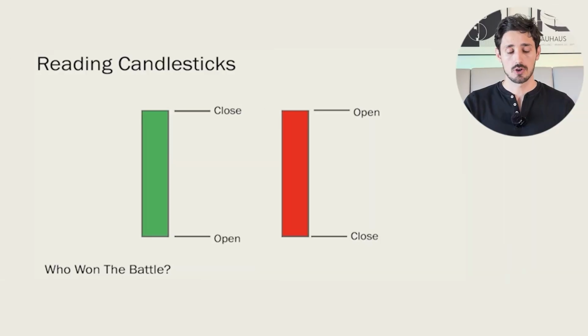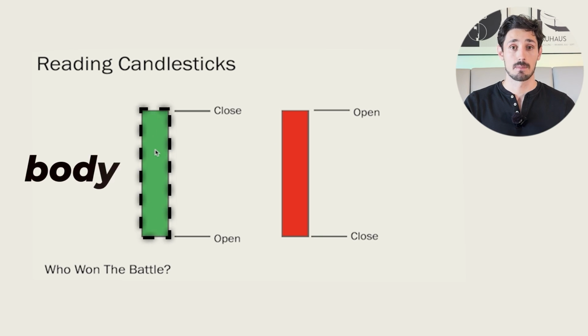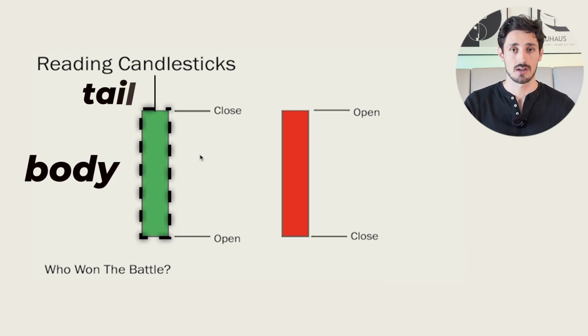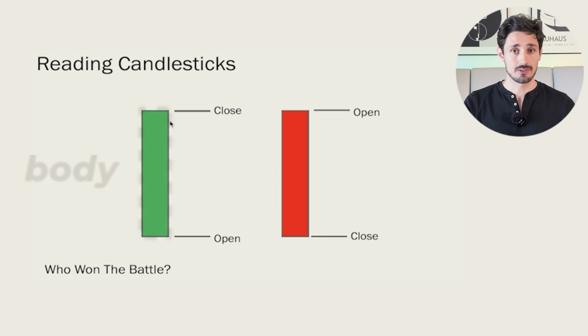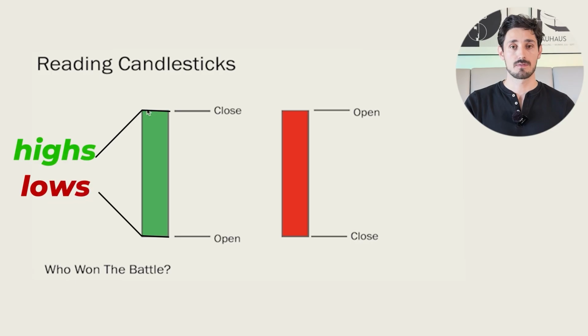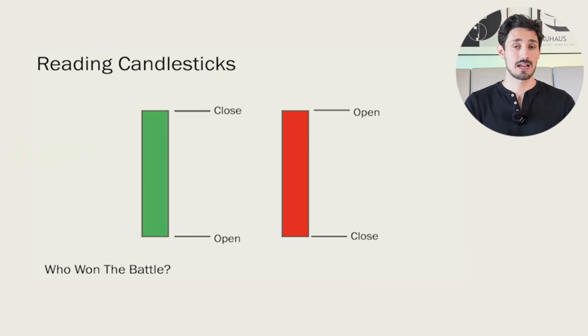So the first thing you need to know about reading candlesticks is we have the body and we have the tail of the candlestick. Let's go ahead and start with the body. The bottom and top of the body can represent the highs and lows for price during that candlestick's time frame. Whether it represents the highs or the lows is going to depend on whether the body is a green or red candlestick.